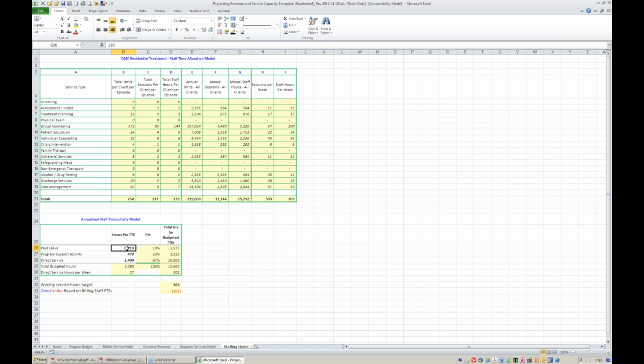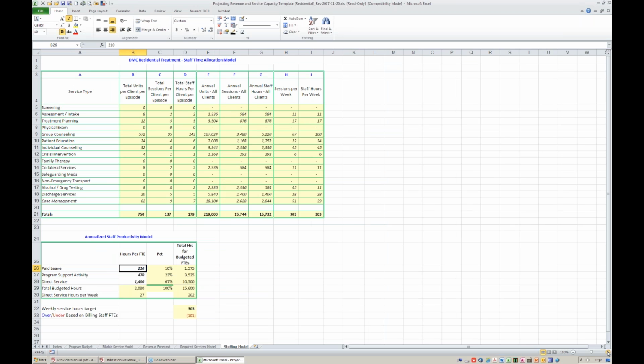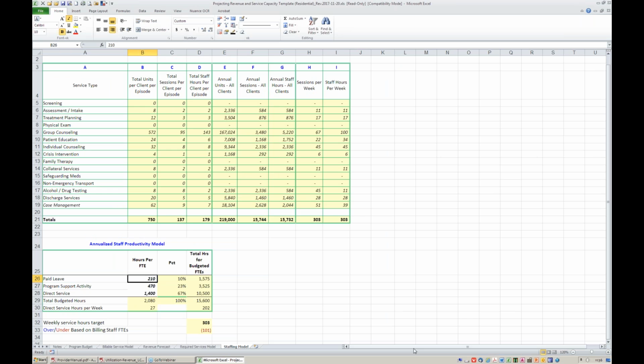Where this starts, and these are the three numbers you can plug in here, is the hours per FTE for paid leave, so that's vacation, holiday, etc., sick leave, whatnot. There is program support activity, and well, let's go here. The direct services, so that is direct interaction with the patients. That's providing the group counseling and any of this other stuff, and then whatever is left is the program support, and that would cover charting, documentation, phone calls to the probation department or whatever, that kind of thing.